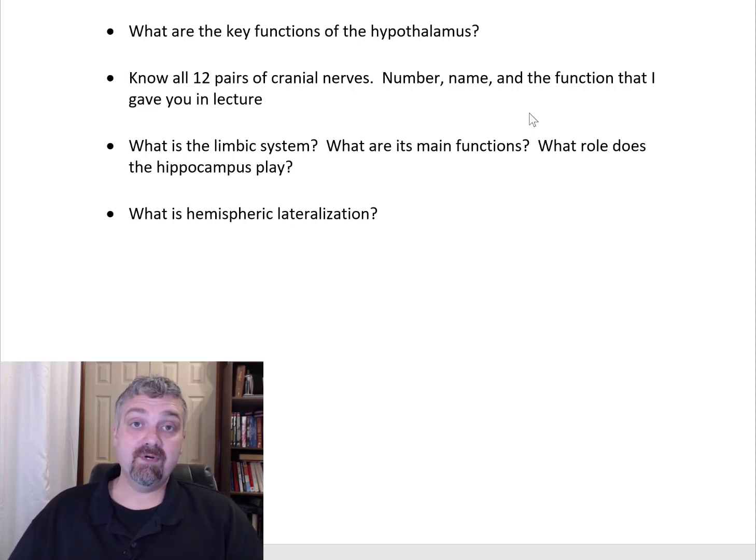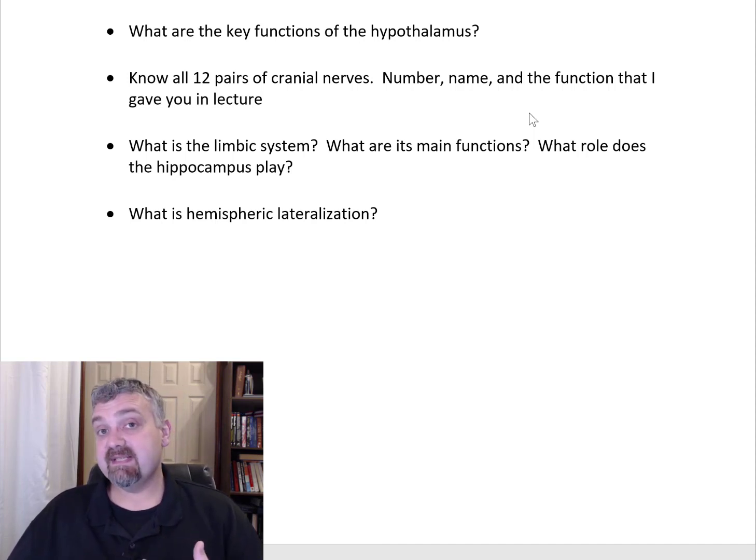So sensory and motor to almost all organs of the thoracic and abdominal pelvic cavity. Until we get down to like the reproductive organs and the real distal intestines, the vagus nerve controls pretty much everything. So think heart, lungs, stomach, pancreas, all those things. So the vagus nerve, sensation and motor to most organs of the thoracic and abdominal pelvic cavity.